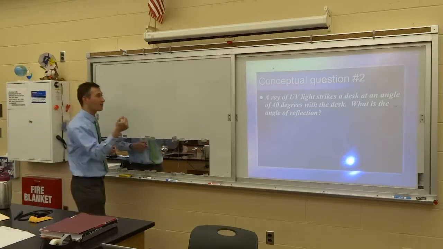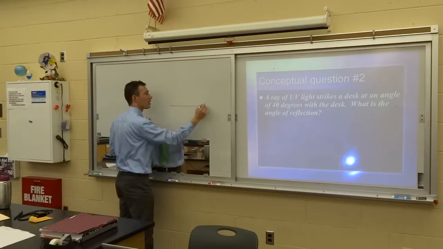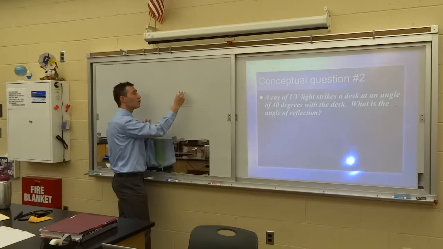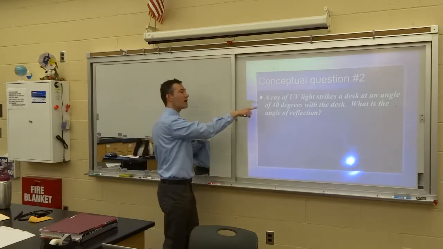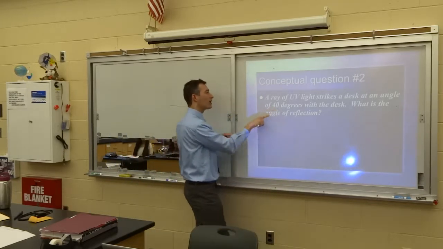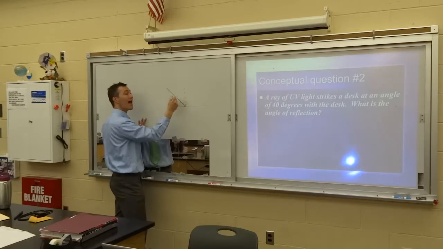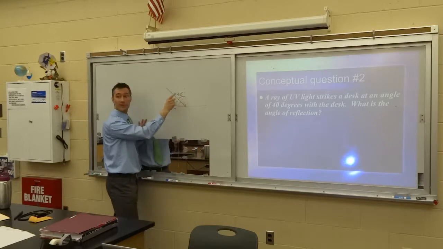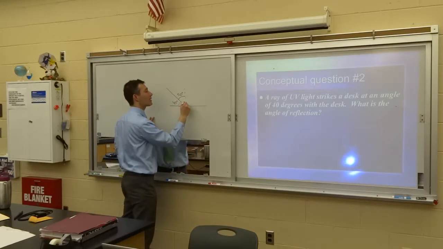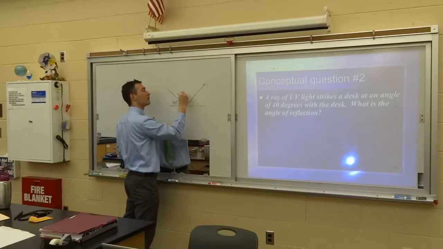Oh, I don't like that. I don't like 40. All right, here's the desk, right? Normal. The UV light hits the desk at an angle of 40 degrees with the desk. So 40 degrees is here. This is the desk. So the angle of incidence is always the angle with respect to the normal. That's 50 degrees here. The angle of reflection is the same as the angle of incidence. So the angle of reflection is 50 degrees.